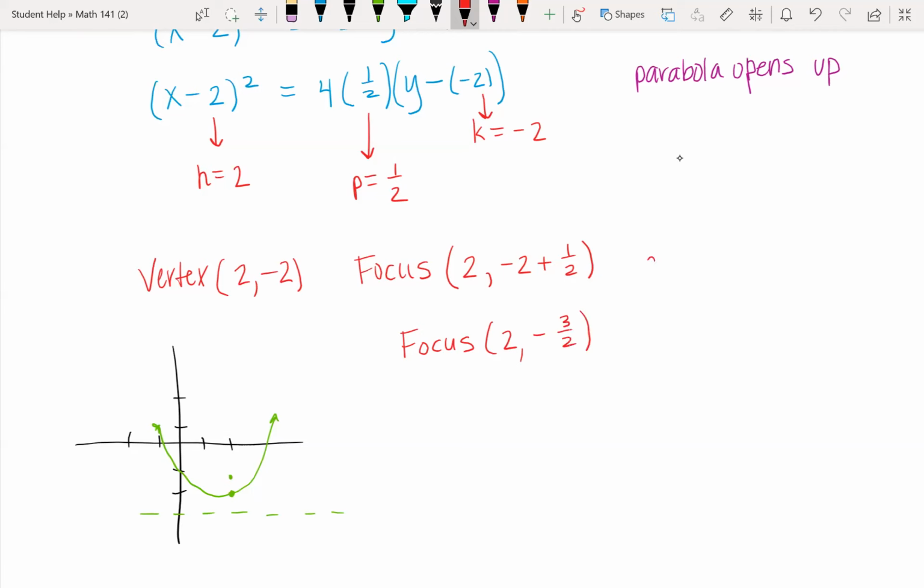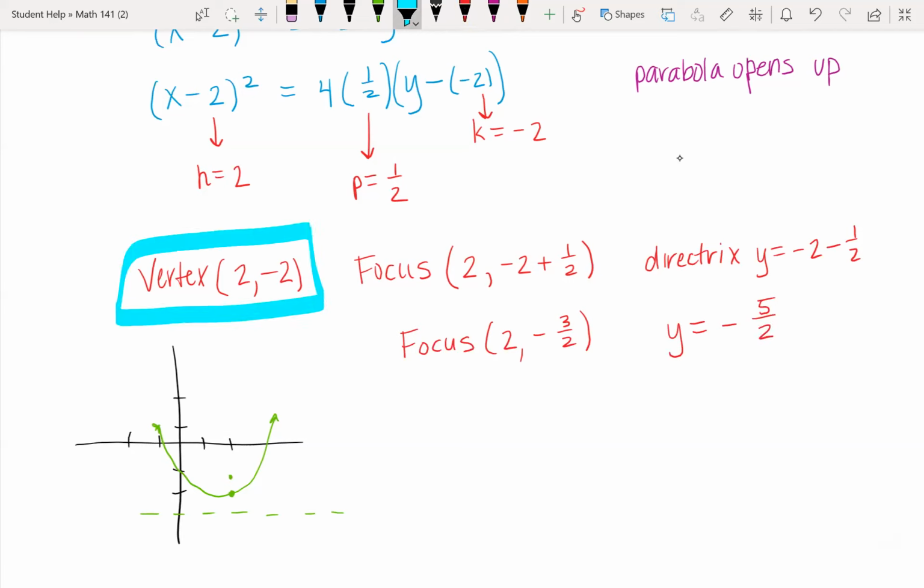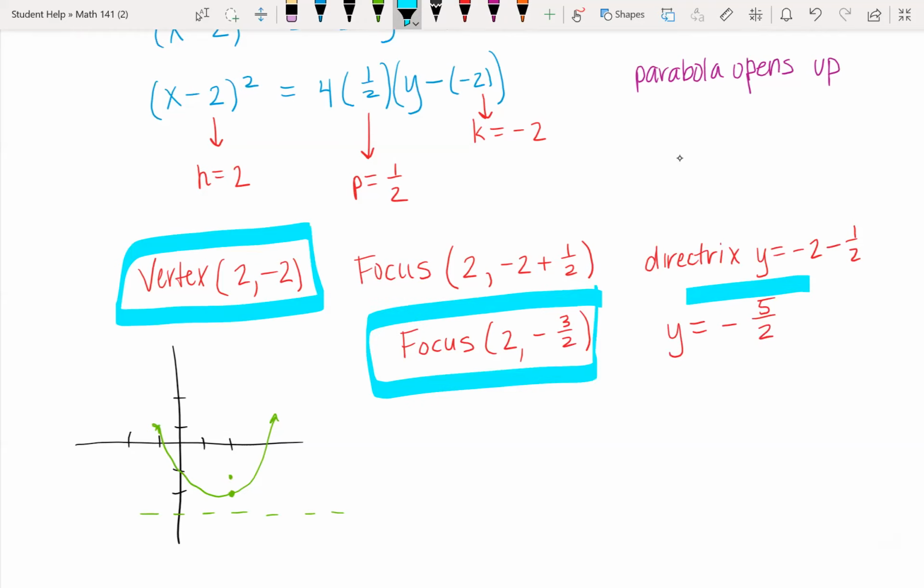And then the directrix is going from -2 and then subtracting a 1/2. So that's the same as y equals -5/2. So here's our vertex, focus, and directrix.